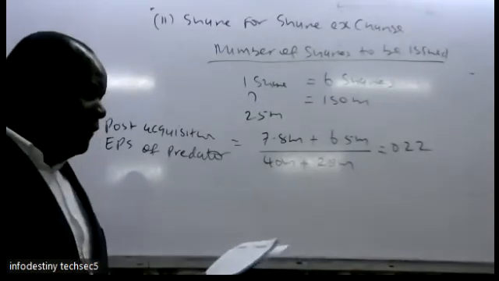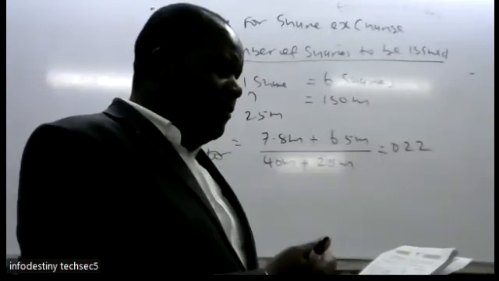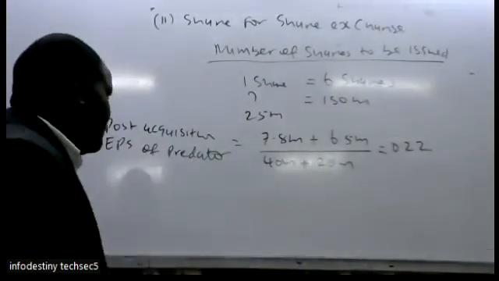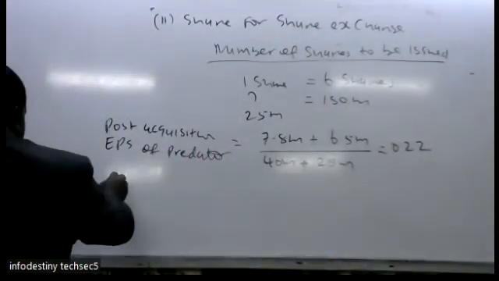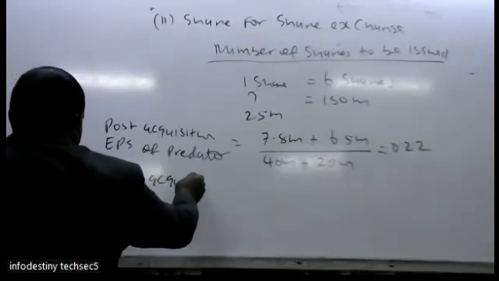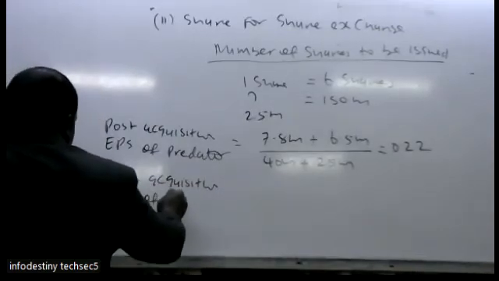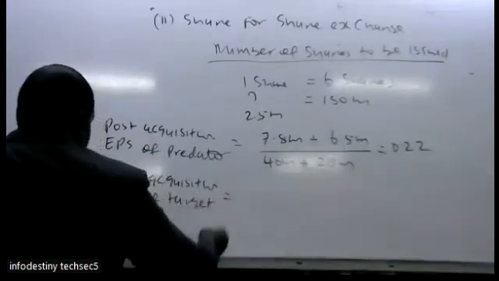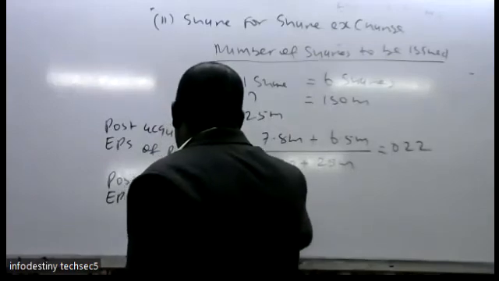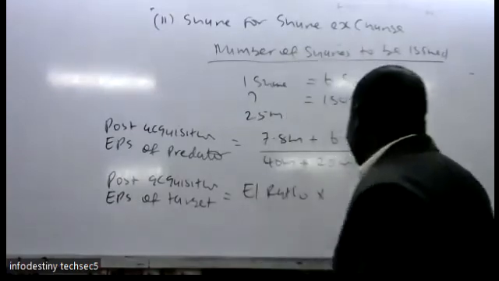We can also calculate for the target. They did not specify for both, they just say post-merger earning per share, isn't it? This one is for the predator, so we can also calculate the one for the target, just in case. For the target, you simply take the exchange ratio multiplied by the one for the predator.